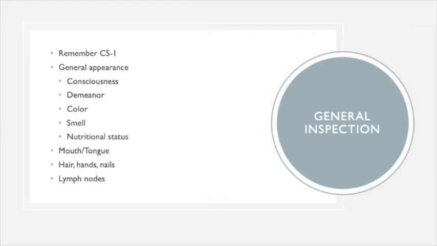Obviously, there are a wide range of things you can notice on appearance, including their level of consciousness. So if they're sleepy, you want to make note of that. You can certainly have liver disease that makes you very sleepy, not alert, and difficult to get a history in those patients. You want to look at their demeanor. Are they in pain? Are they anxious? You want to look at their color.